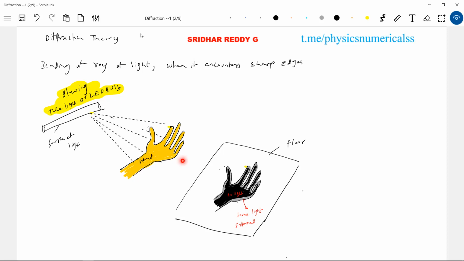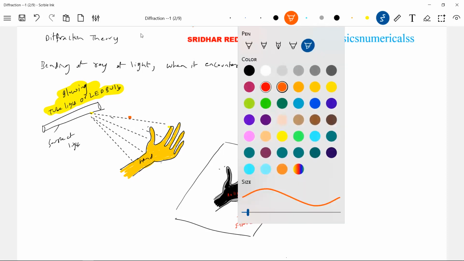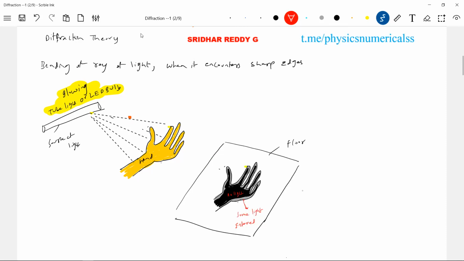Try to observe the shadow formed by your arm or your hand. You have to place it against the light emitted by the tube light. This will be the path, the direction of the ray of incident light. And we know this hand is an opaque object, so our body is opaque. It will block any light.